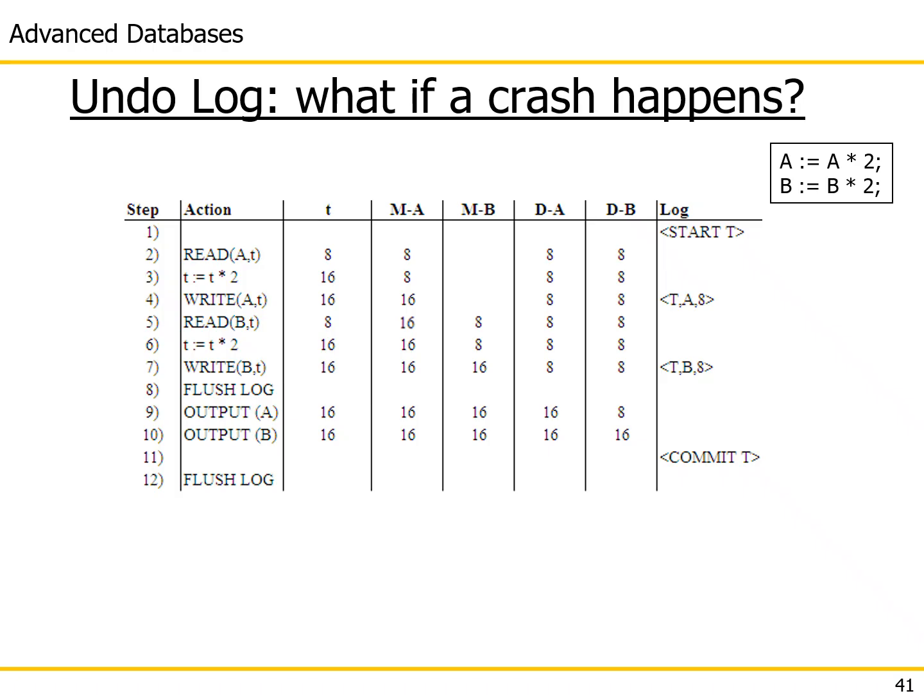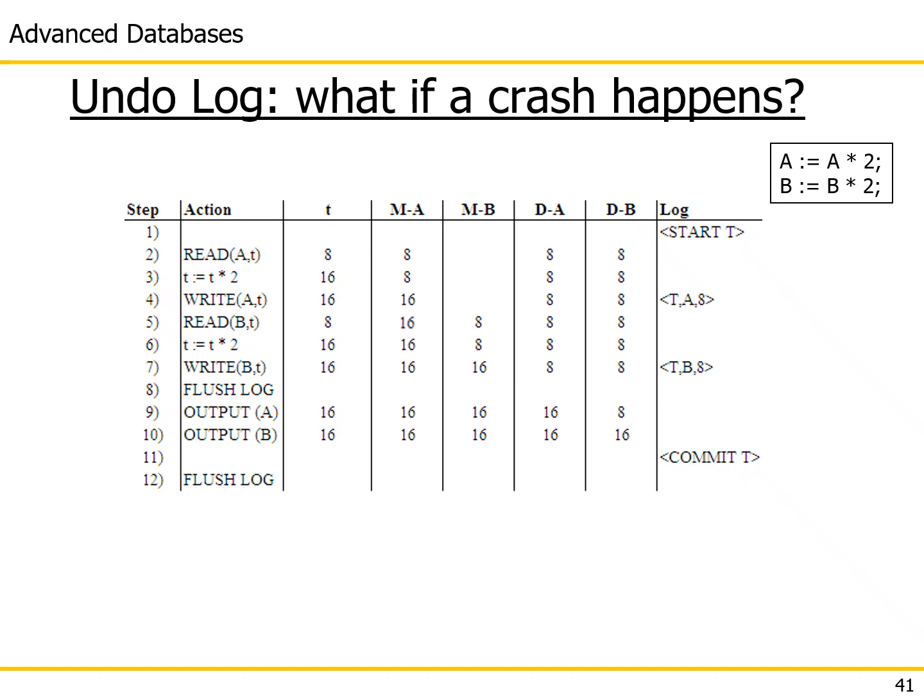No, because as you see, the values of A and B on disk, which are D-A and D-B, are still 8. In terms of the content of the log after line number 4, in memory we had start T and TA8, but we didn't reach the first flush log, which is line number 8, so the log will be empty basically. But then, are we losing anything? No, because A and B on disk are 8 and 8. It's the old consistent state.